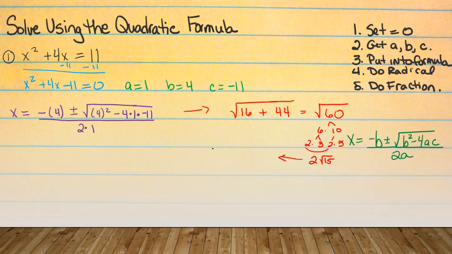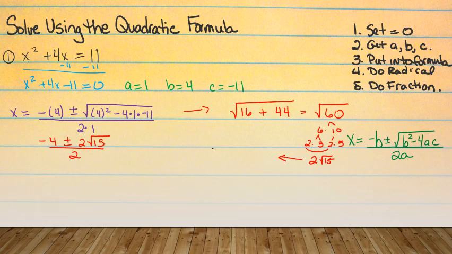And then we'll put that back in my problem. So it'll be negative 4 plus or minus 2 square roots of 15 all over 2. Okay, so I did this pretty quickly. Put the numbers in the formula, did the radical all the way down to 2 square roots of 15, and now put it back into the formula.